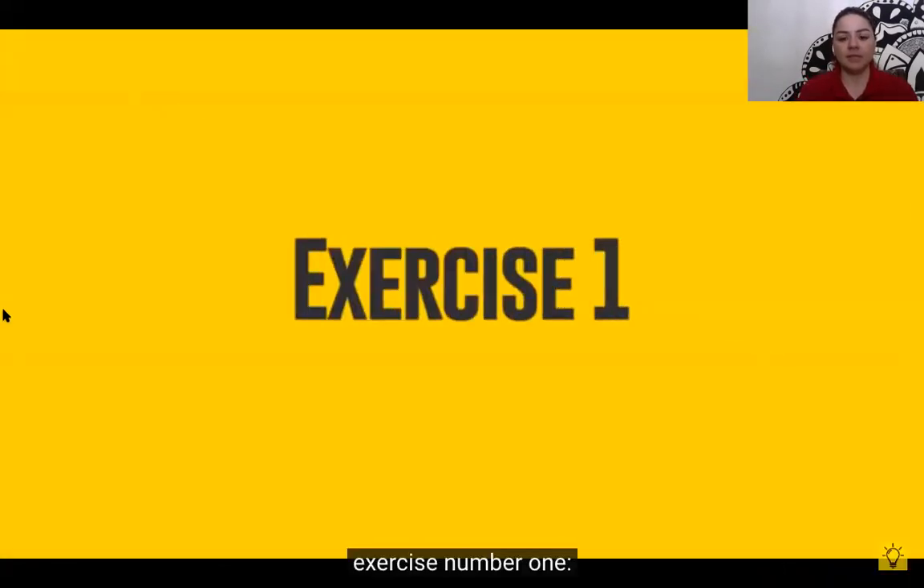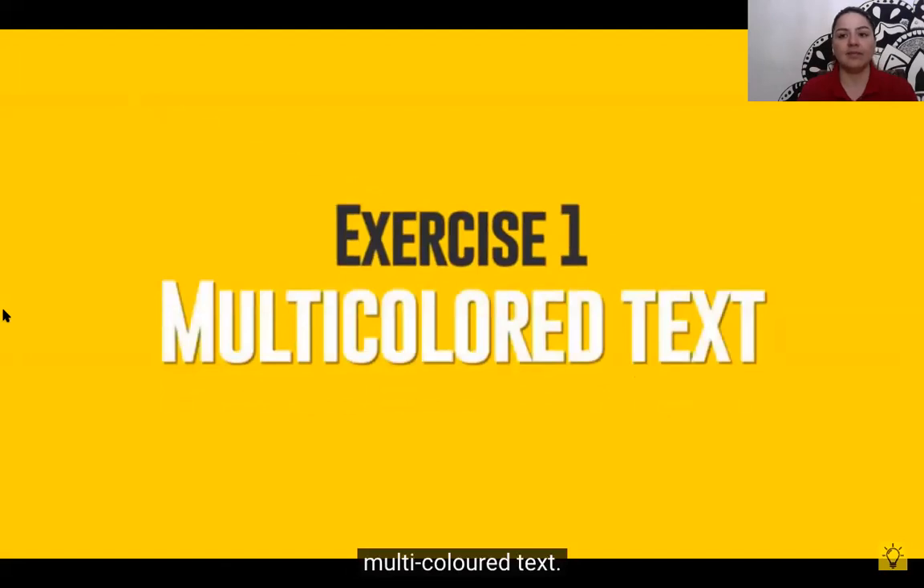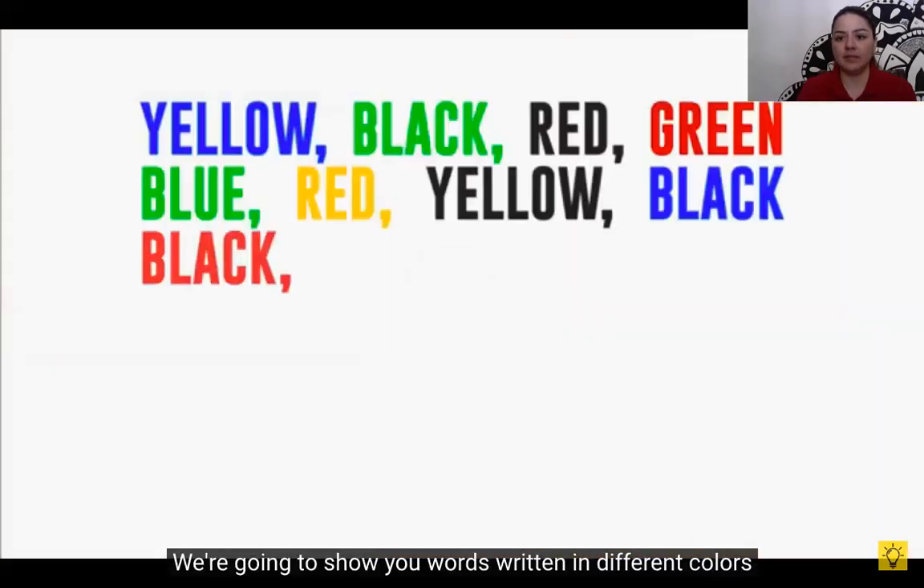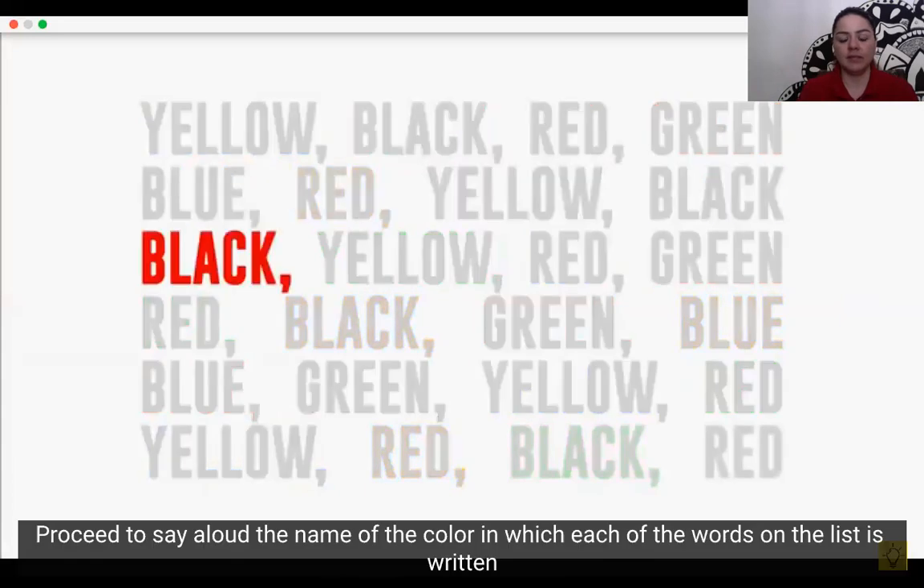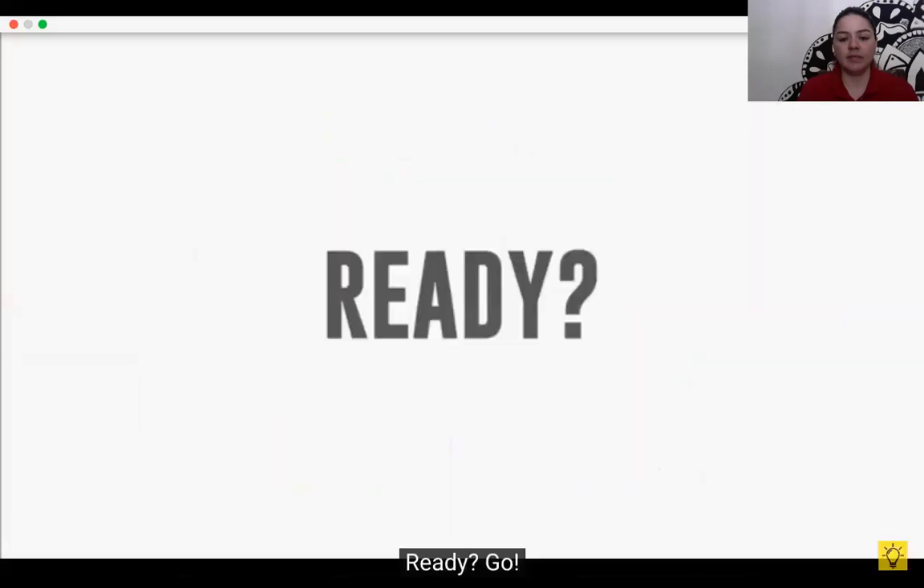Exercise number 1, multicolored text. We're going to show you words written in different colors. Proceed to say aloud the name of the color in which each of the words on the list is written. Ready? Go.